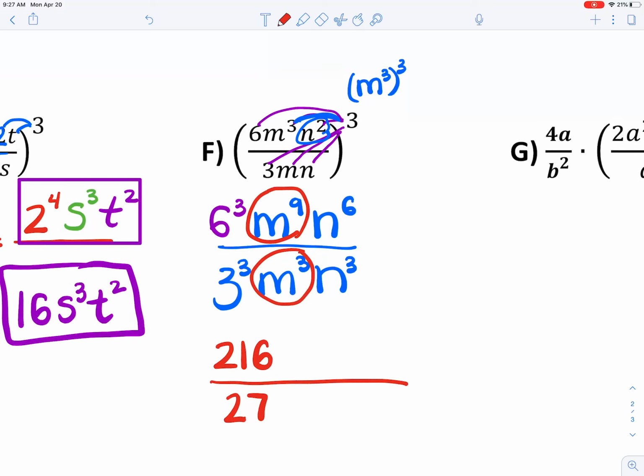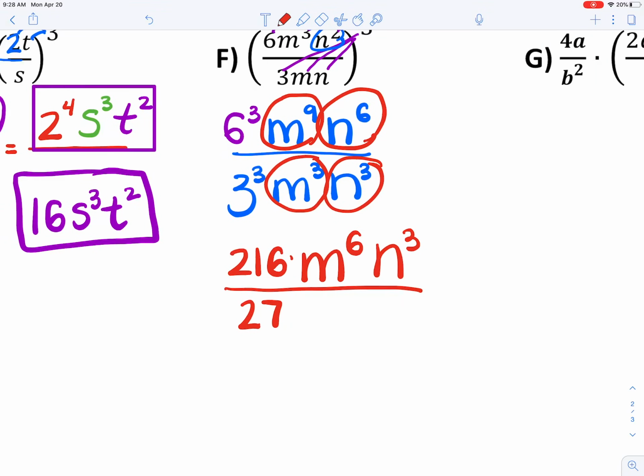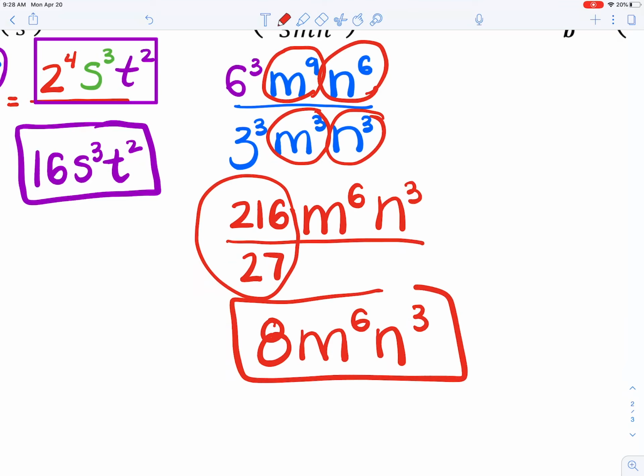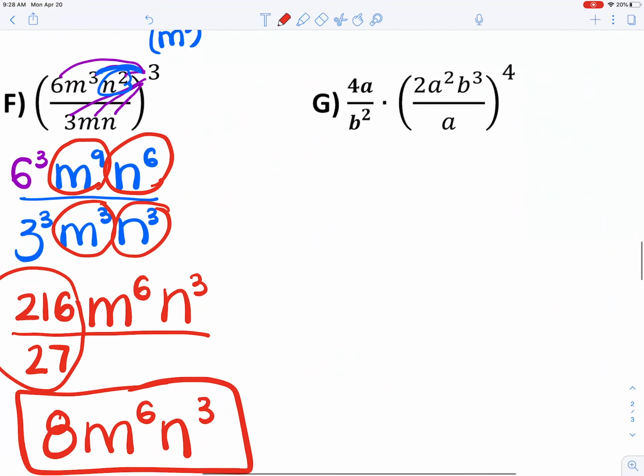Okay, now we've got an m to the 9 on top and an m to the third on bottom. 9 minus 3 is 6, so we have an m to the 6 on top. We have an n to the 6th on top and n to the third on the bottom. 6 minus 3 is 3. Okay, just out of curiosity, I'm going to try doing 216 divided by 27 on a calculator. And actually, if I do that, I get the number 8. So this actually just simplifies to 8, m to the 6th, n to the third for my final answer.